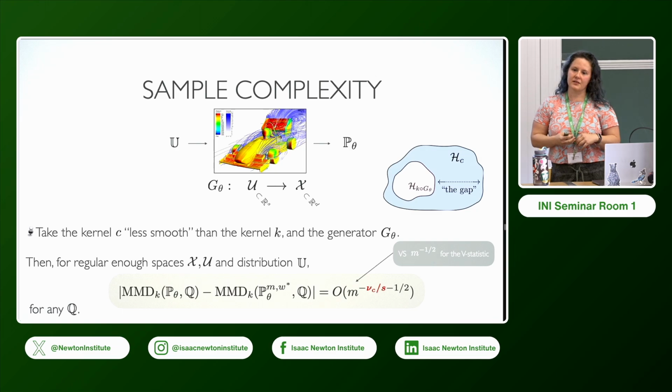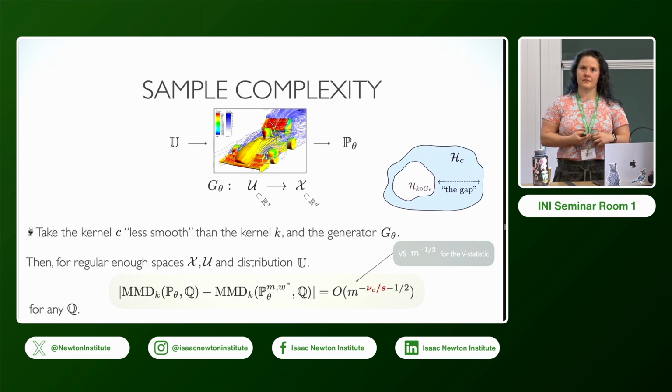Is there a way to inform the choice of the kernel K? Inform the choice of the kernel K. Depends on theta in a way? Kernel K.